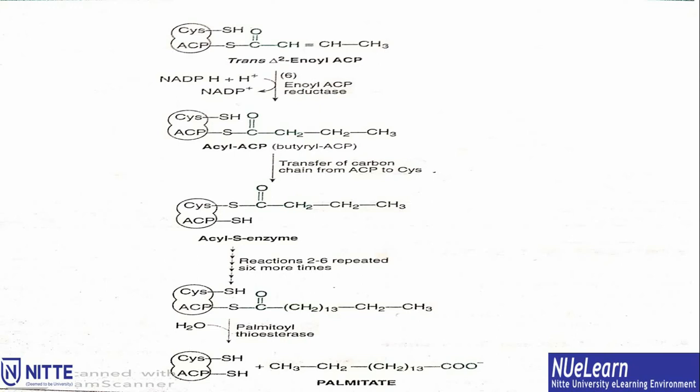When we repeat the reactions from 2 to 6 for 6 more times, then chain elongation takes place and the fatty acid chain length is increased, as you can see on the slide, that is CH3, CH2, CH2 13 times CO, which is attached to the ACP residue of the fatty acid synthase. Each time the fatty acid chain is lengthened by a 2-carbon unit obtained from malonyl coenzyme A.